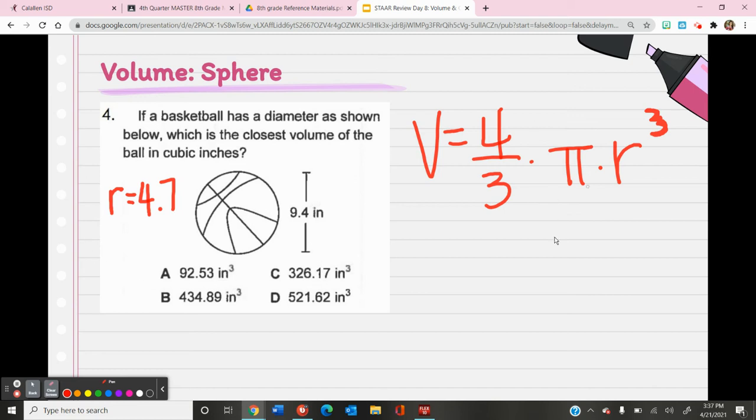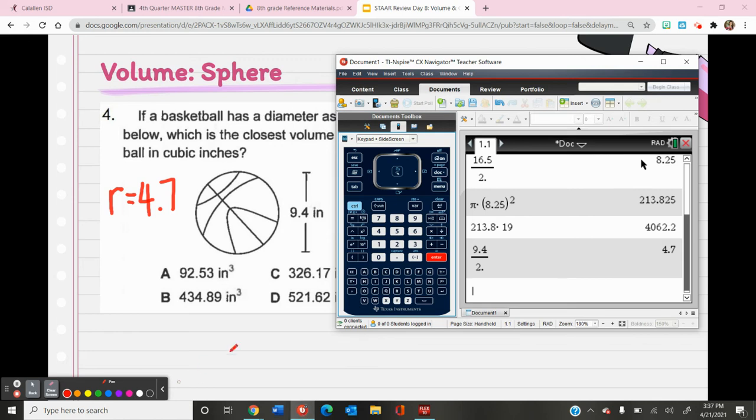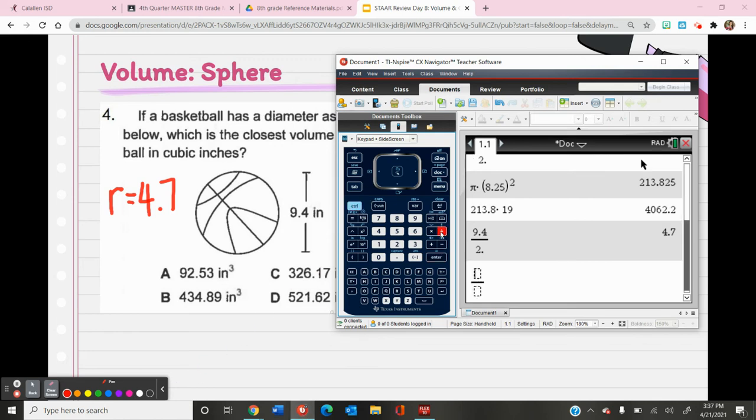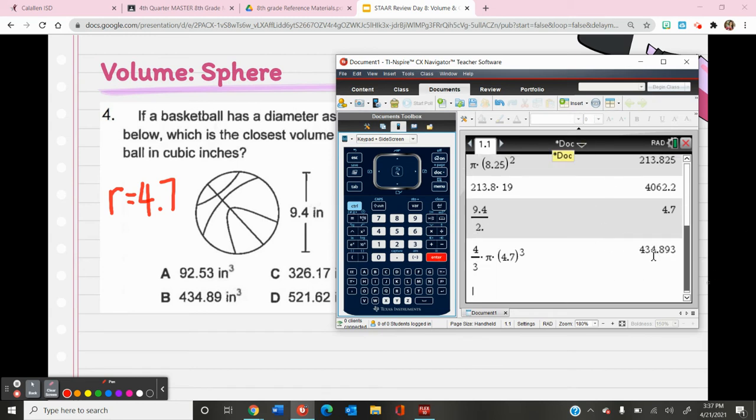I'm going to go ahead and plug this into my formula. So I have 4 over 3 times pi times 4.7 to the power of 3. So let's go ahead and plug this in. So we're going to have control divide, 4 on top, 3 on the bottom. I want to multiply this by pi. And I want to multiply that by my radius, which is 4.7, and I want to raise this to the 3rd power. So pressing enter here, we find that our volume here is 434.893. So this is going to round to 434.9.